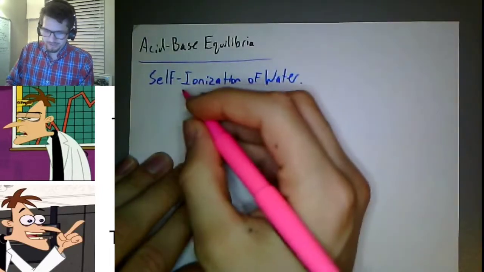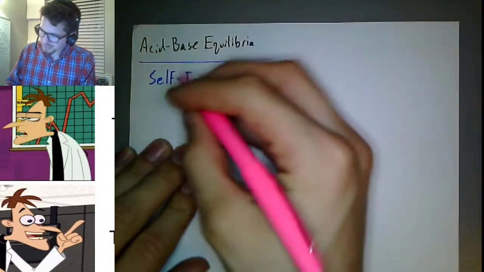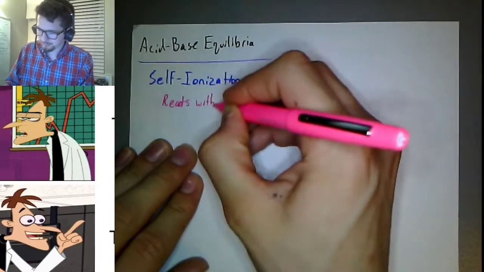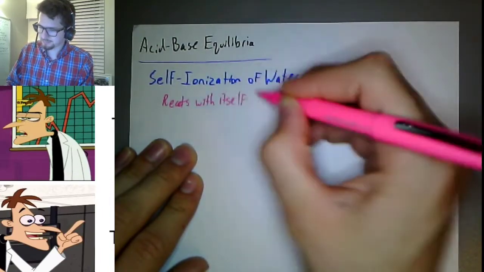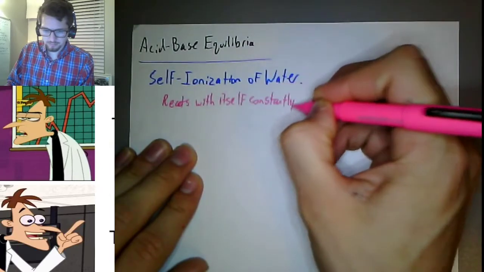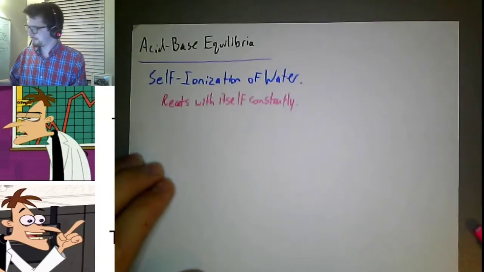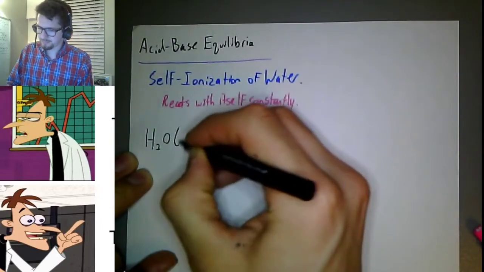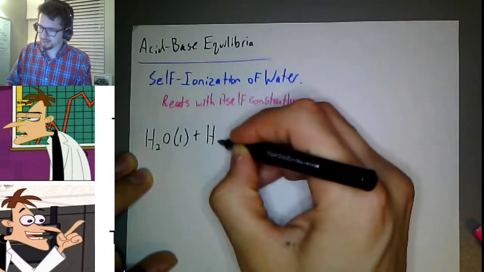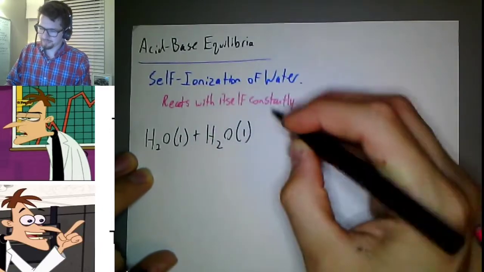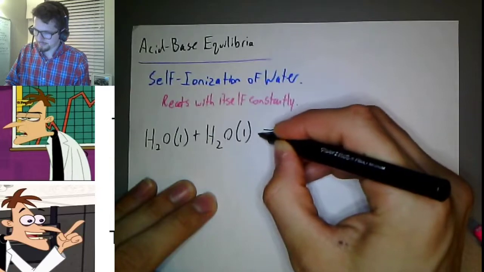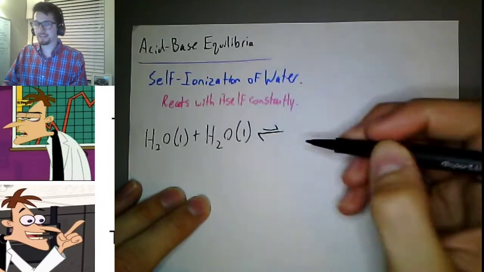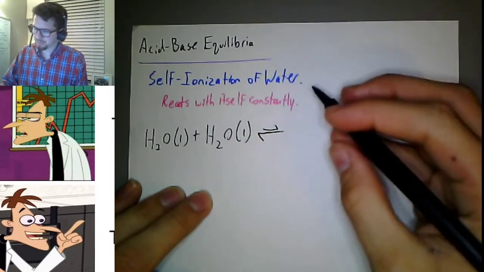Let me show you. So the self-ionization of water, this basically means that it reacts with itself constantly. And this is how. Here is our equation. So you've got a little water, it's a liquid, plus a little bit of water, it's also a liquid. And there's a reaction, which if you didn't know, these little arrows mean there's a reaction, or namely one that could go either way.